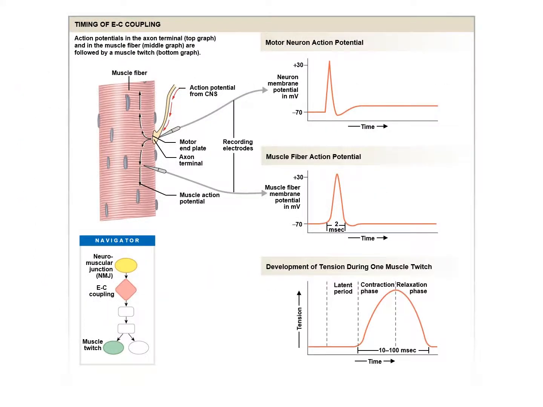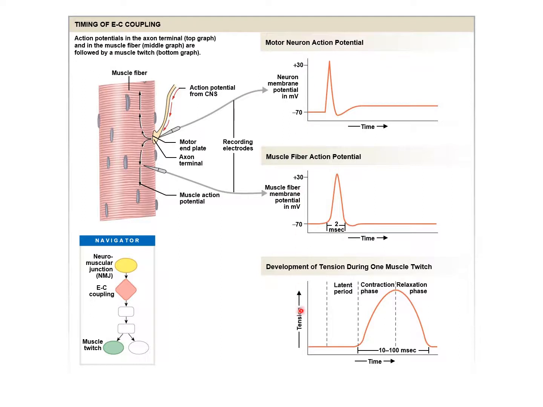And here is latent period manifested. So we have a probe here at the presynaptic terminal. We've got a probe in the membrane of the muscle, and we happen to have a tension unit for the muscle fiber. And so all three of these figures here are on the same time axis.